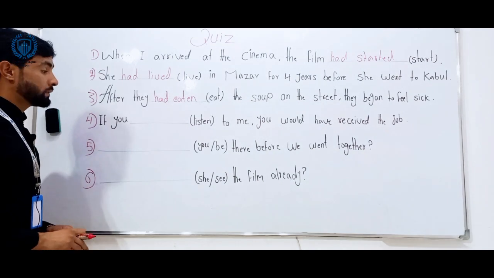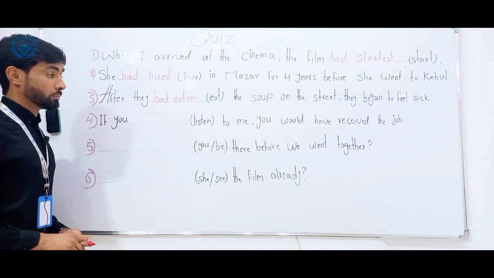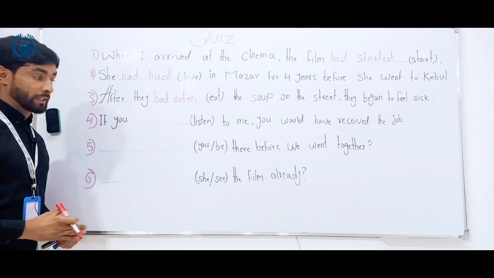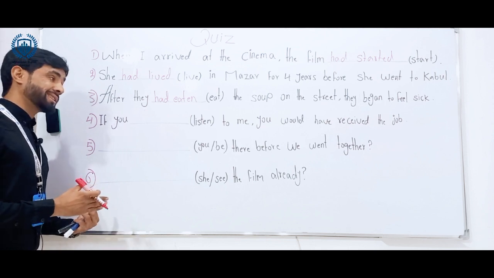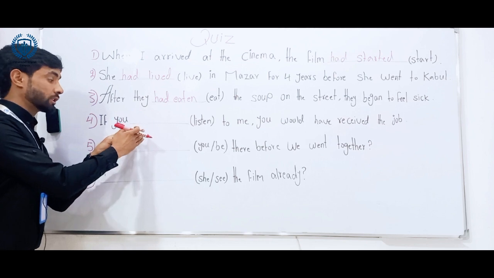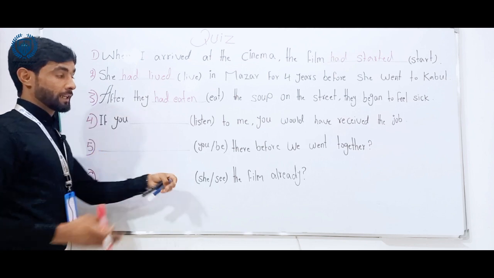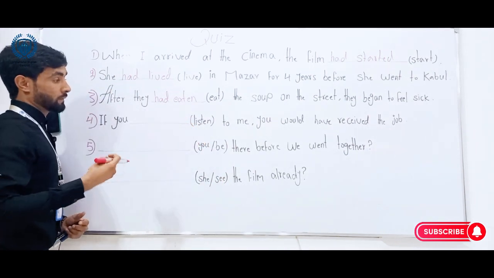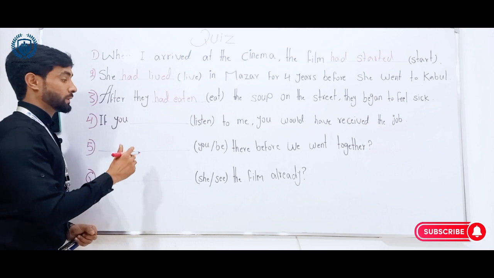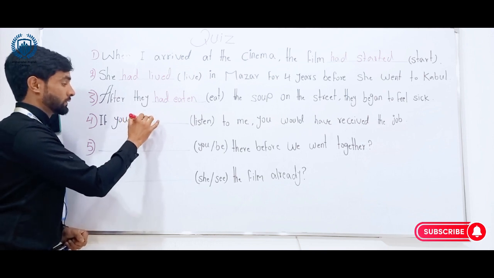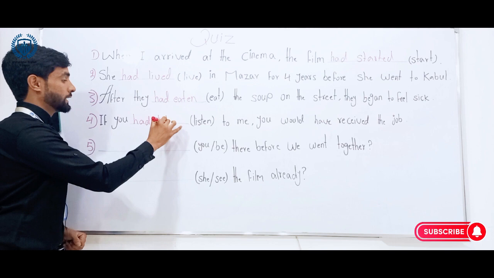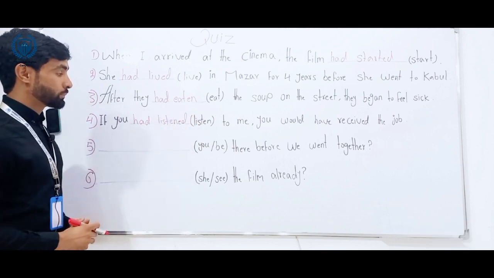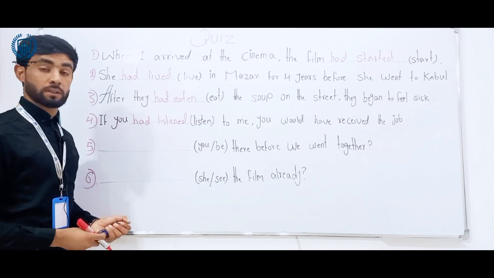Sentence number 4. If you, listen is the verb, to me, you would have received the job. It's a third conditional sentence as well. Now, the conditional clause should be in the past perfect, and the main clause is in the present perfect. So the form of the verb listen should be changed to the past perfect structure. We have to add the auxiliary verb had, then the third form of listen. If you had listened to me, you would have received the job.